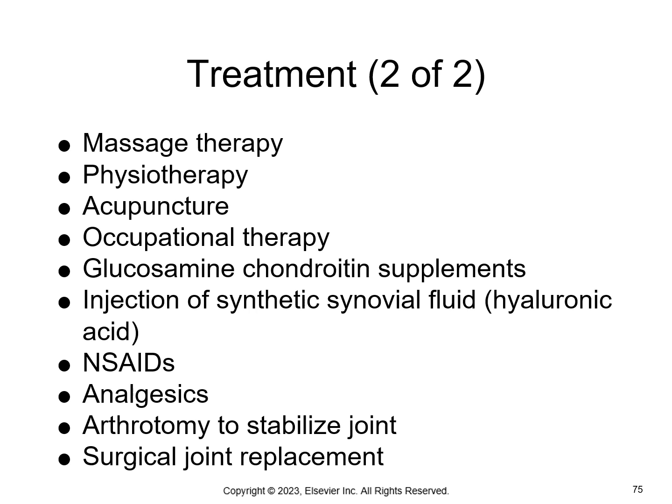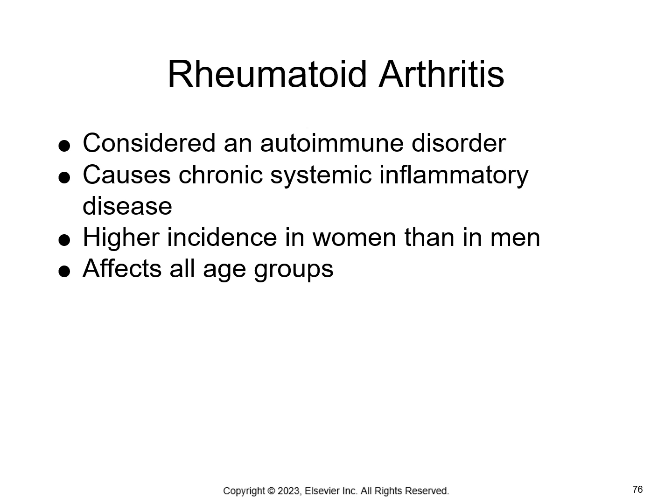All right, next is rheumatoid arthritis. This is an autoimmune disorder causing chronic systemic inflammatory response. It's a major cause of disability. The incidence is higher in women than in men, and it increases in older individuals.